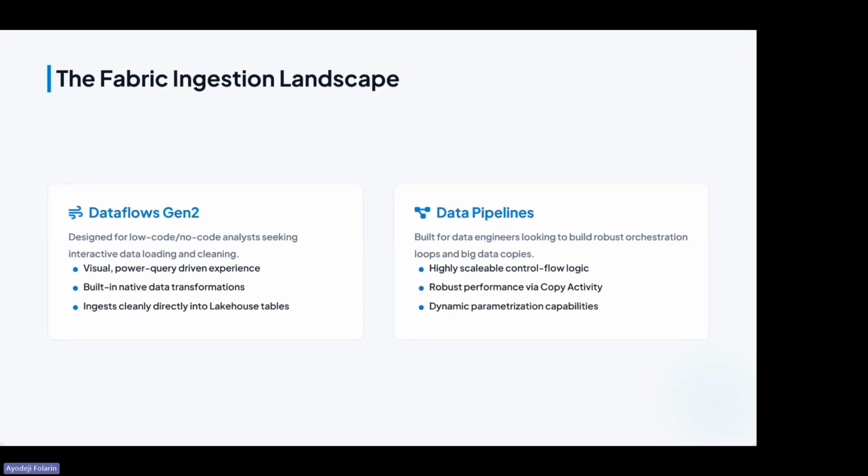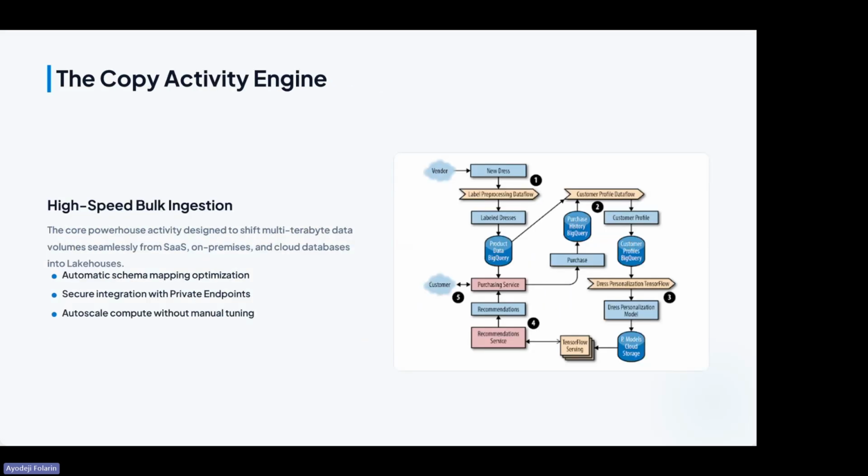Now, what are the features of a data pipeline? Number one, highly scalable control flow logic. Number two, robust performance via copy activity. Number three, dynamic parameterization capability. So this allows you more flexibility. So that is that. Now, let us look at the copy activity engine.